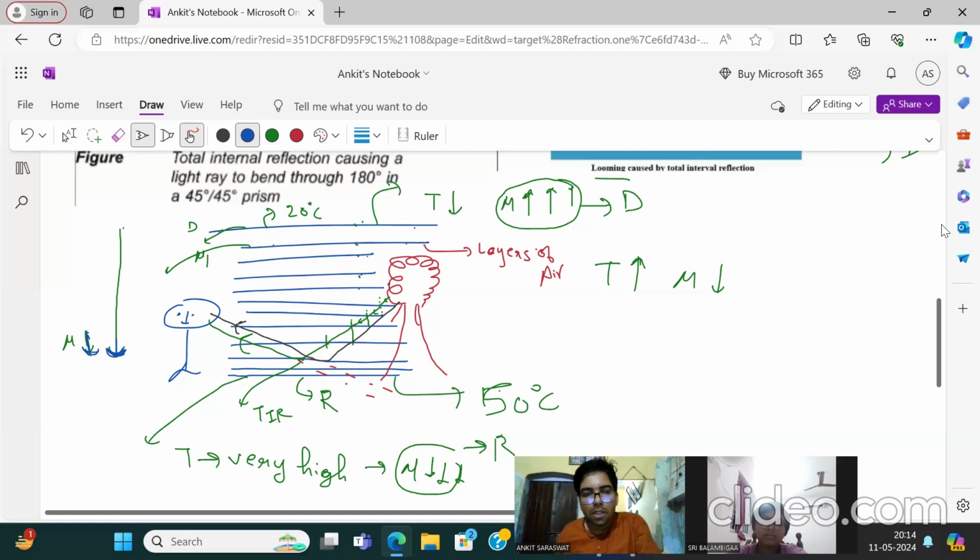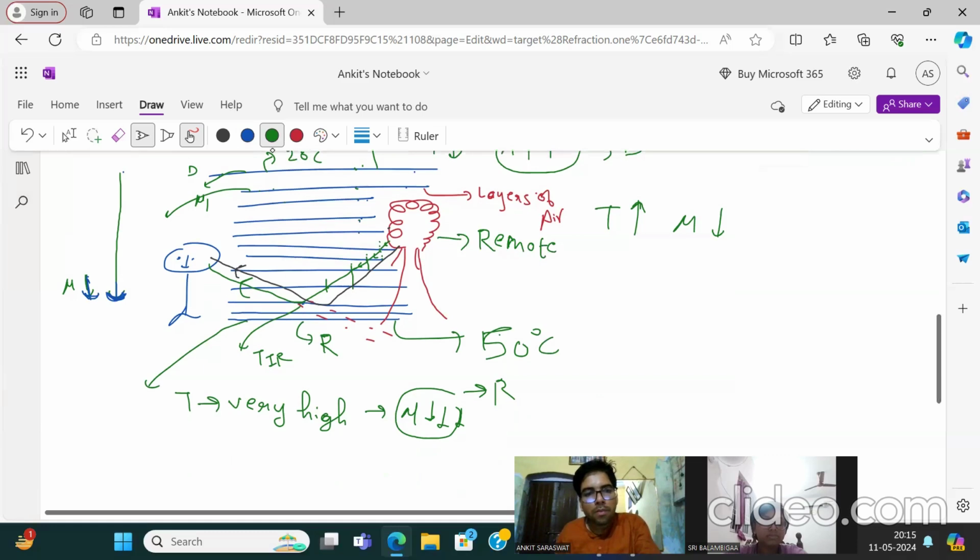Now if this tree is at a remote place, very far away, you are not able to see where the tree is, but you are moving on the sand or a road. Then you will see the inverted image of it. For example, light is coming from this tree. Then some refraction takes place, and again refraction takes place like this.